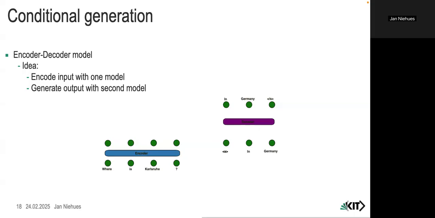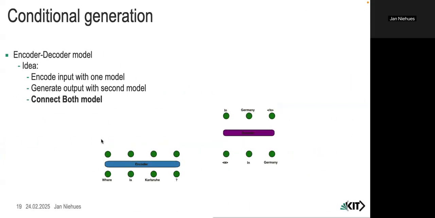What is now the challenge? Maybe it's too obvious. We need to connect them both. You need to have information flow from the one to the other, because the information about what the question is, is needed to generate the answer. We're assuming the model has seen a lot of Karlsruhe, so it knows that Karlsruhe is in Germany, but it needs to understand the question in order to generate the answer. So we need to combine these.